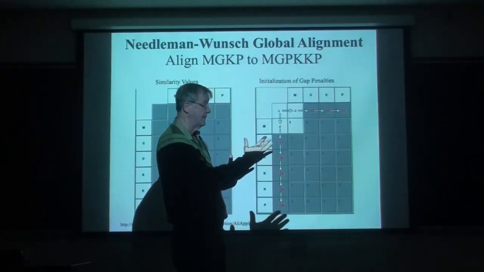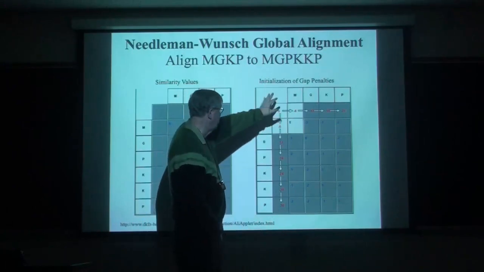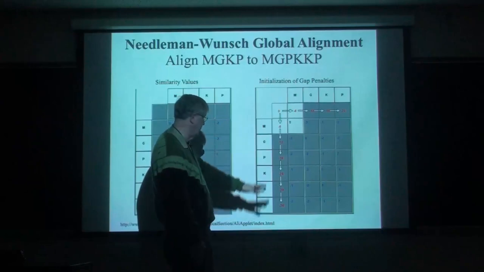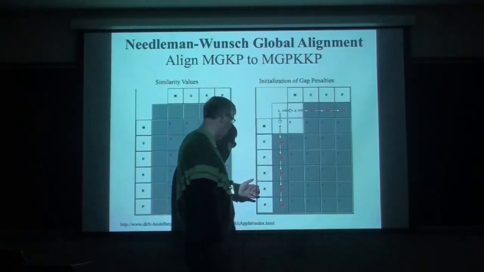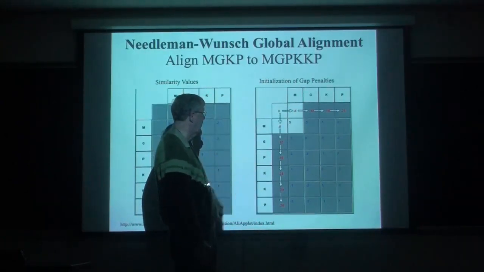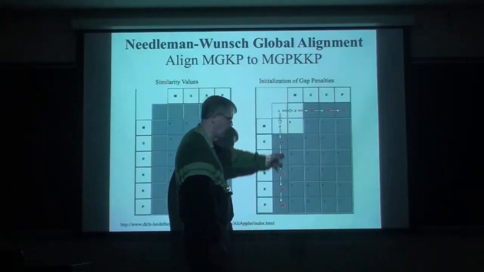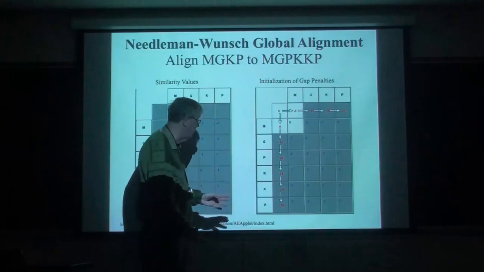We say that they like each other so little at the beginning that they don't want to be compared with each other. Basically, this one said, you are so awful, I don't want to be compared with any of the amino acids. The other one said the same. That would be these values. It obviously must be pretty bad.